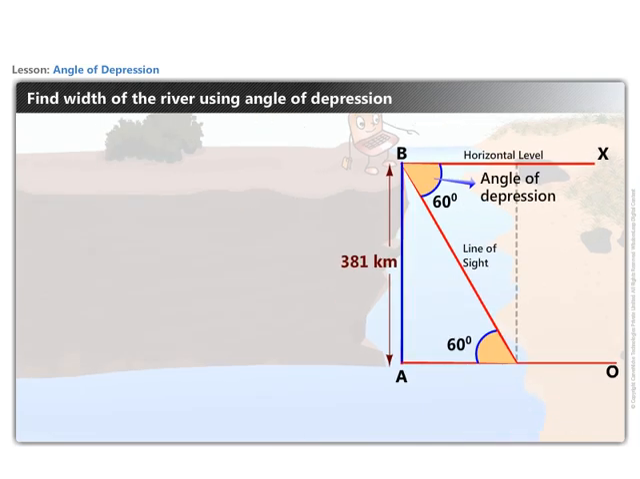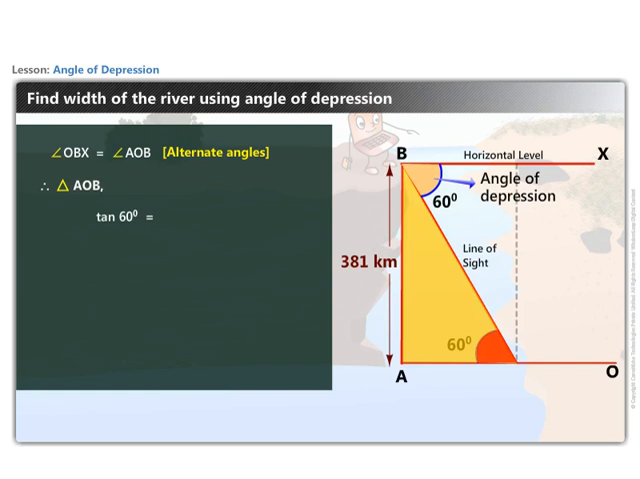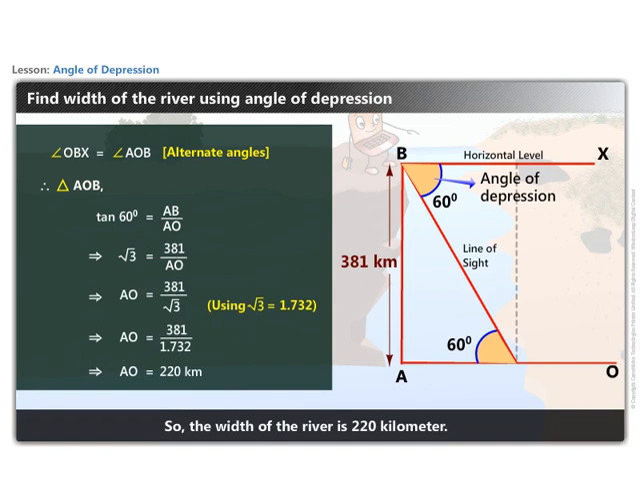Let AB be the height of the cliff and O be the point on the ground at the other side of the river. Then angle OBX is equal to angle AOB since they form a pair of alternate angles. Therefore, in triangle AOB, tan 60 degrees is equal to AB over AO. Substituting the values and simplifying, we get the measure of AO equal to 220 kilometers. So, the width of the river is 220 kilometers.